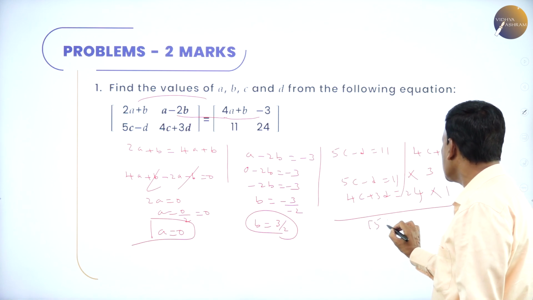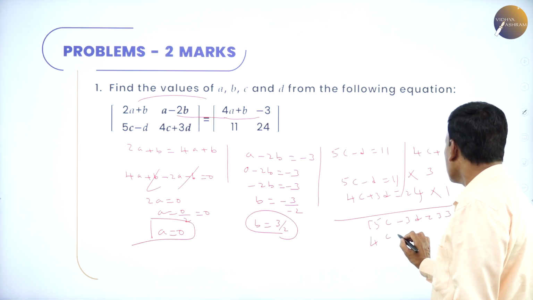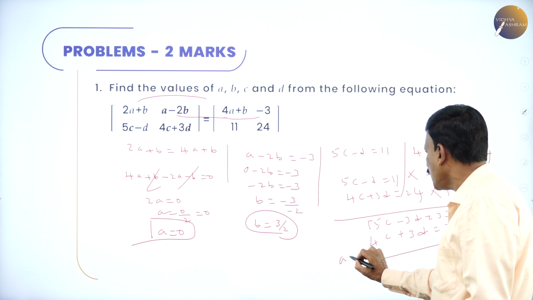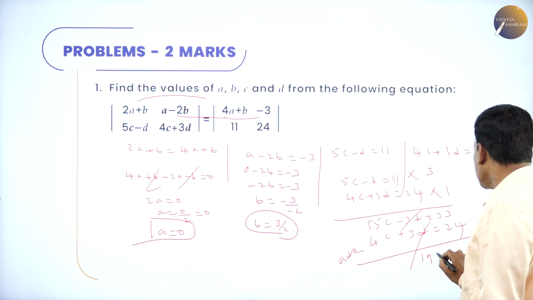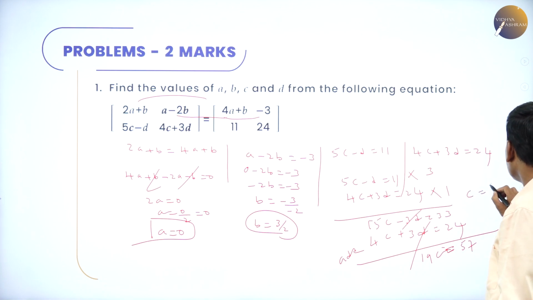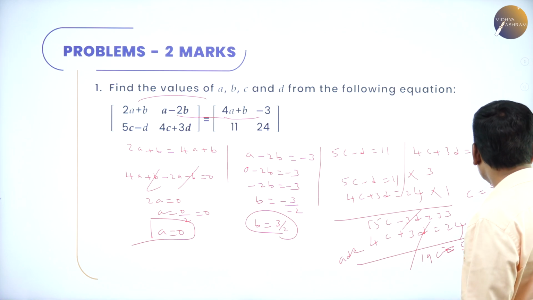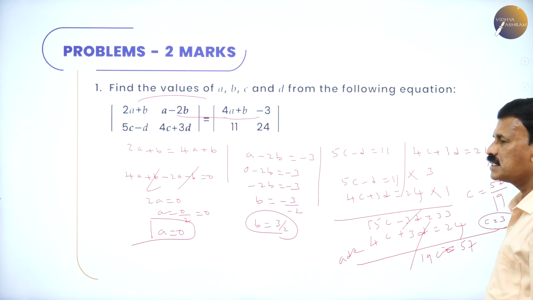So 5 times 3 is 15C minus 3D is equal to 33. 1 into 4C is 4C plus 3D is equal to 24. Now if you add, minus 3D plus 3D gets cancelled. 15 plus 4 is 19C is equal to 33 plus 24, that is 57. 19 times C is equal to 57. So therefore C is equal to 57 by 19. If you divide, you will get 3. C is equal to 3.